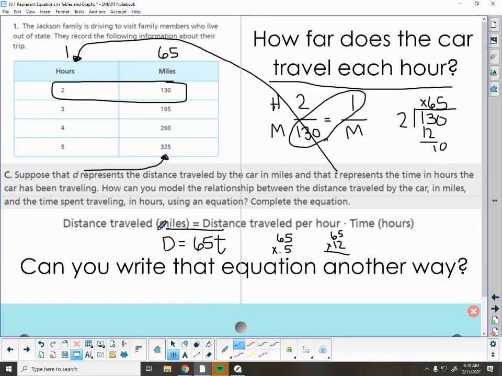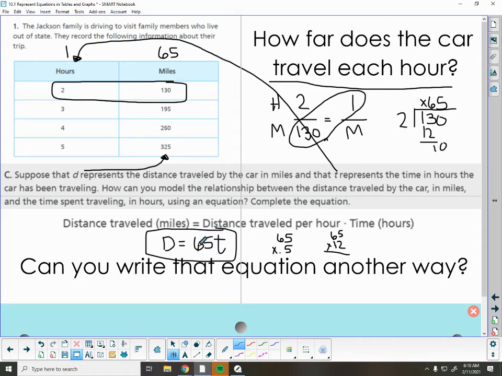So can you think of another way to write an equivalent equation? What is something else that we could do to show this same thing? I want you to think about that for a second. So pause the video and think, what's another way we could write this?